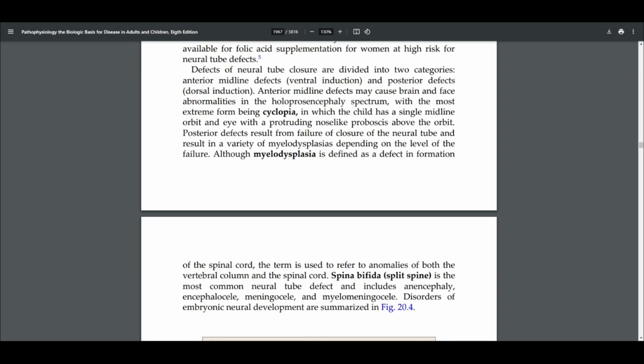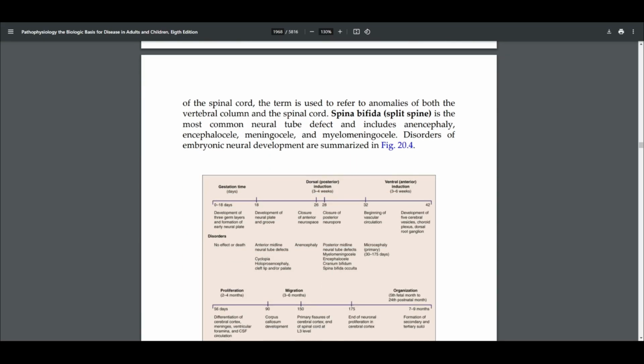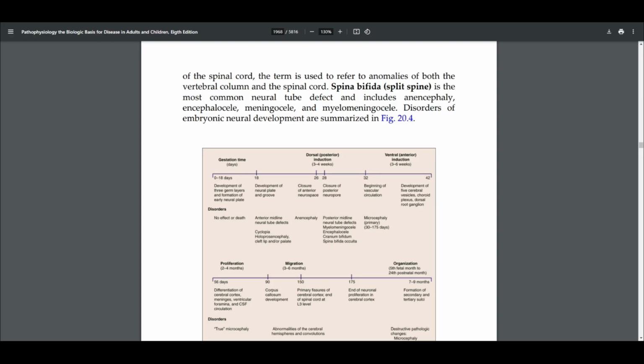Posterior defects result from failure of closure of the neural tube and result in a variety of myelodysplasias, depending on the level of failure. Although myelodysplasia is defined as a defect in formation of the spinal cord, the term is used to refer to anomalies of both the vertebral column and the spinal column.